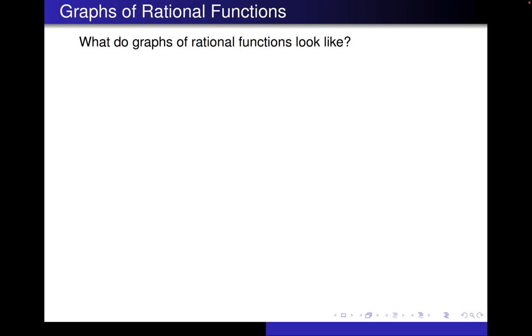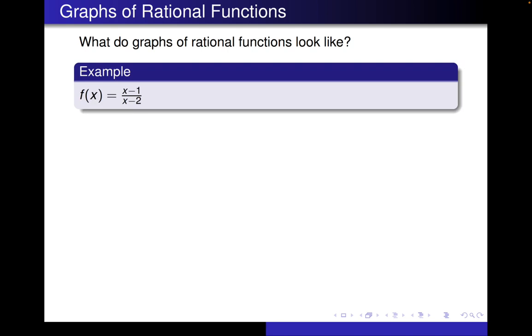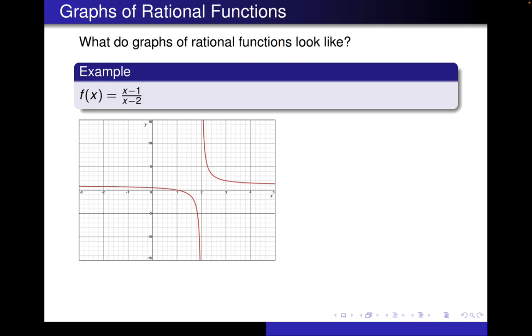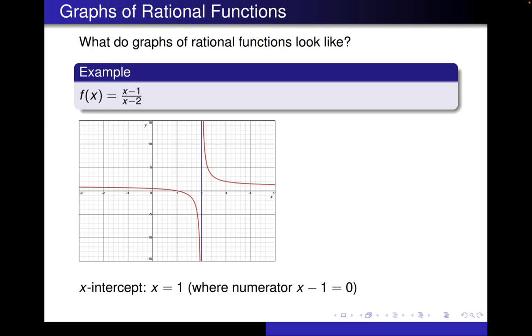So what do the graphs of rational functions look like? Well, we know how polynomials work. We have a good idea based upon their roots and the multiplicities of those roots. How do we do this with rational functions? Let's look at a relatively simple example, x minus 1 divided by x minus 2. If we look at that graph, some interesting things are happening. First of all, right there we have an x-intercept at x equals 1. That's not too surprising. If you plug x equals 1 into the numerator, it goes to 0. And where the numerator x minus 1 equals 0, that's where you'd expect an x-intercept. Then you also have that vertical asymptote right at x equals 2.